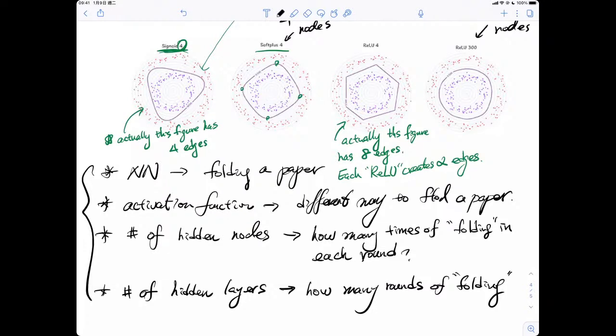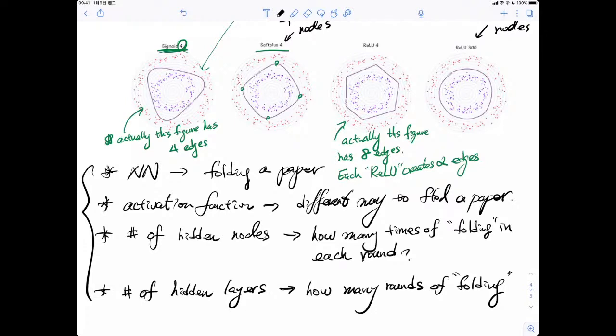And the number of hidden nodes you use in each layer means how many times of folding in each round. If you have more and more hidden nodes in each layer, that means you can have more folding. The next one is the number of hidden layers, which is how many rounds of folding. So basically, if you visualize those things, that is just a way to fold a paper, and there are some data points in the paper.